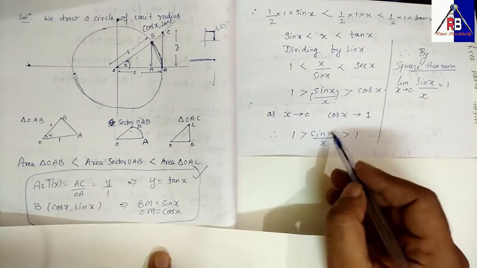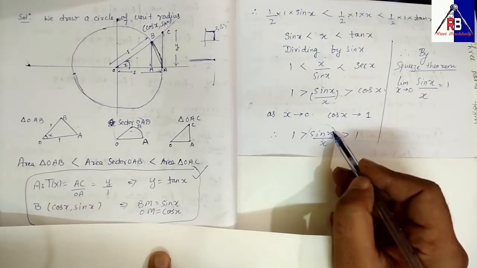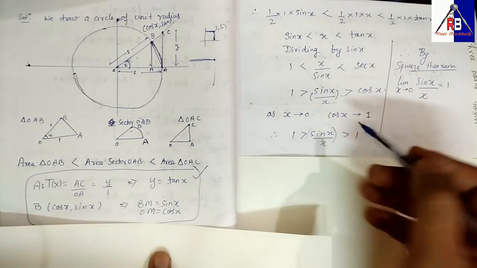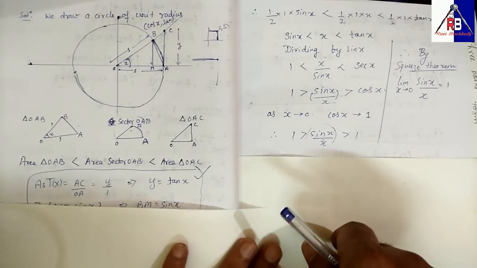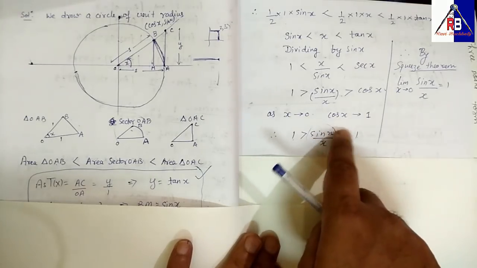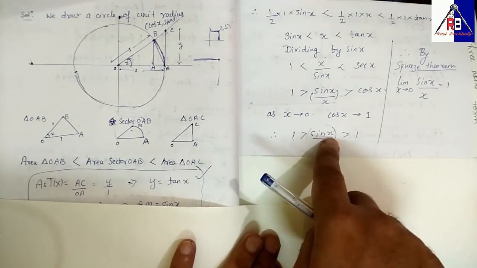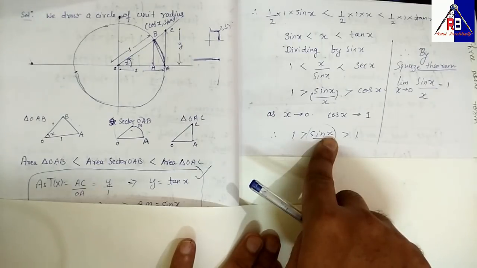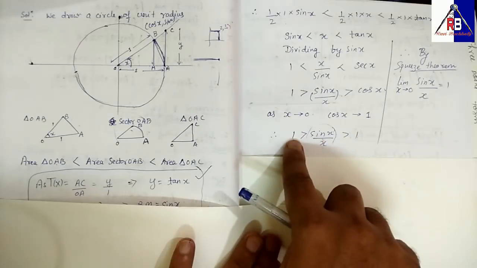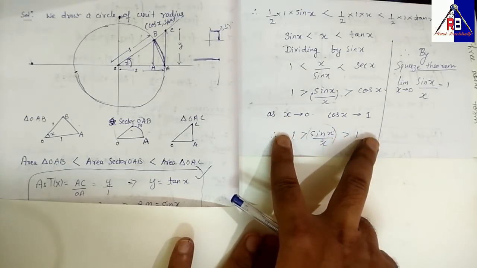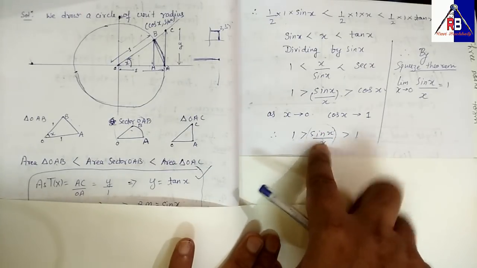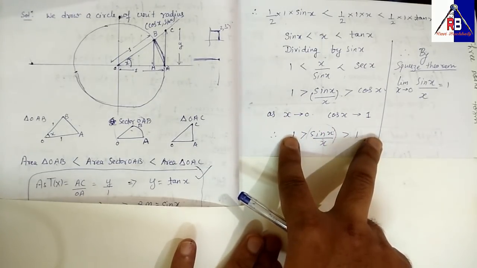Okay. So this function is squeezed between 1 and 1. It is greater than 1 and less than 1. It sounds a bit strange, but this is the fact. This function is greater than this function and less than this function. Now here we'll use a theorem called squeeze theorem, that if a function is squeezed between two functions and those two functions have same values, then the mid function will also have the same value. This is the squeeze theorem.